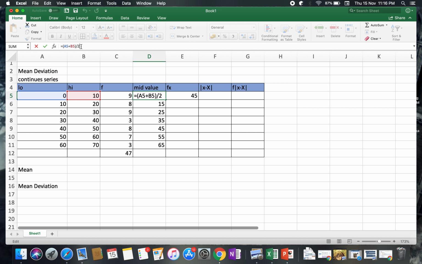Here's the formula written. So first we have to find the mean. Mean is equal to summation of fx divided by summation of f. We have to find the summation of fx. fx is f into x, which is coming 45. Let's find the summation.